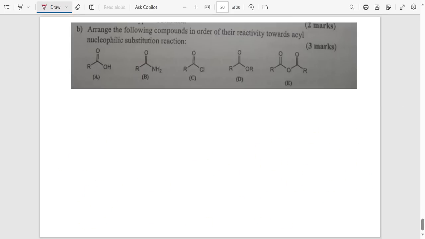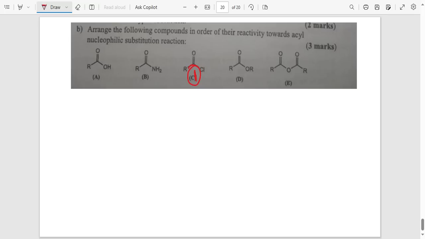The last question here: arrange the following compounds in order of their reactivity towards acyl nucleophilic substitution reactions. So I want to start with the strongest, just going like that. Now when you look at these compounds that we have, you have got all these atoms. The first one, the most electronegative, the most reactive, what you are going to look at is electronegativity. Chlorine is going to be the one which will win due to highest electronegativity. That will be the first one.